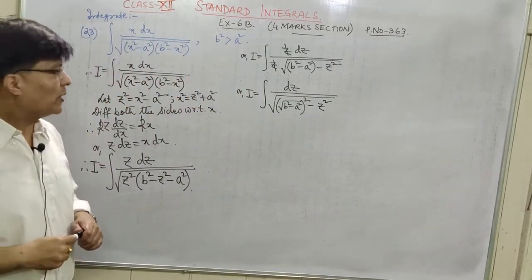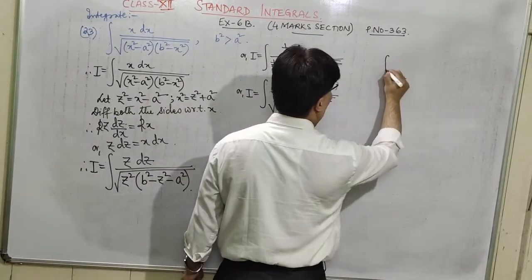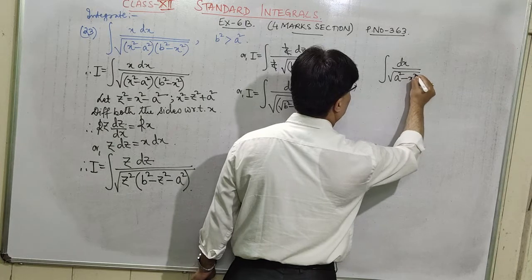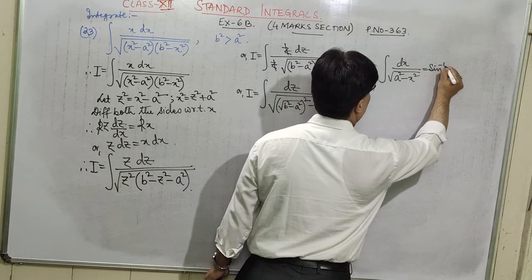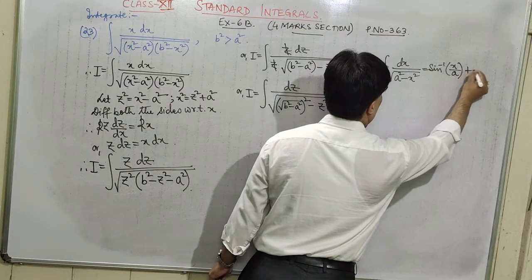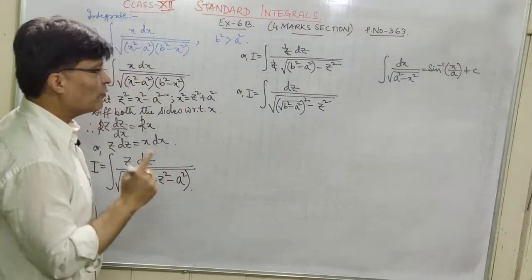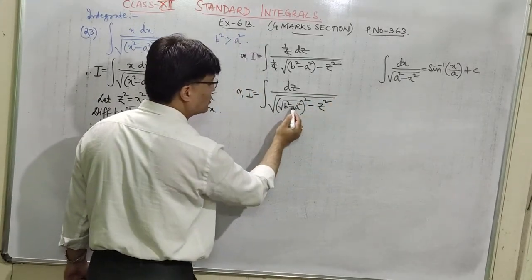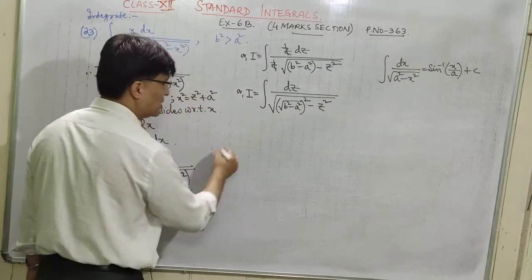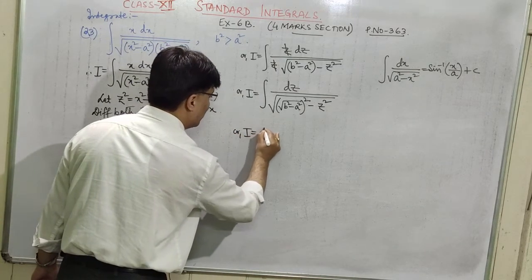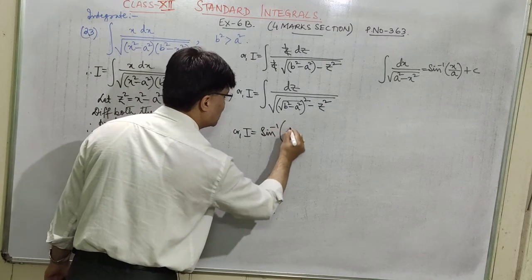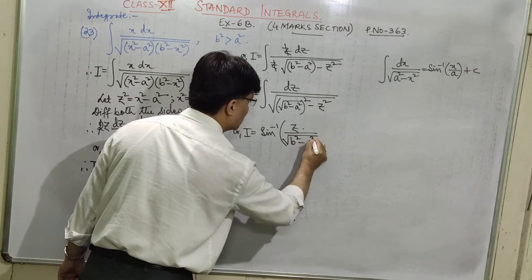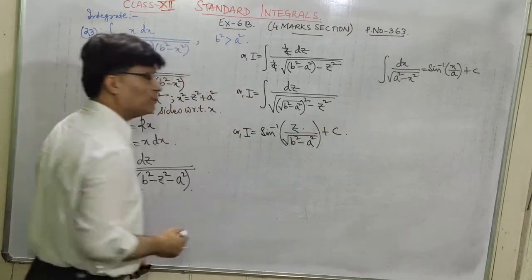Is that clear? So in this case we can use the sixth standard form, that is integration of dx divided by root over a square minus x square, which is equal to sine inverse x upon a plus c. So this standard form will be used. So compare these two integrations. So here a is equal to root over b square minus a square, and what is x here? It is z. So I is equal to, what is the formula? It is sine inverse, what is x? z. What is a? Root over b square minus a square, bracket close, plus c.